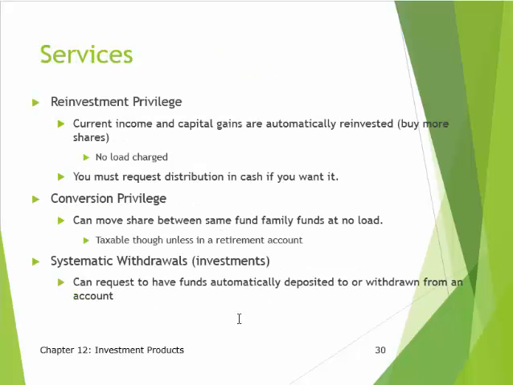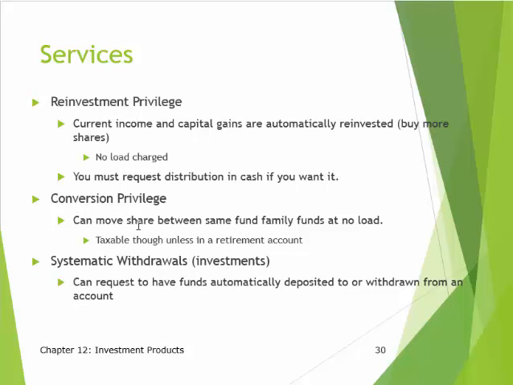So what kind of services do you get with a mutual fund? One is called the reinvestment privilege. Current income and capital gains are automatically reinvested. That is, you buy more shares into the mutual fund. But what if it's a front-load fund? There's no load charged for this reinvestment. So these shares are reinvested at a cheaper price than what the shares are that created them. Now, you could just take cash if you wanted it, but the default is reinvestment. So if you want the cash, you have to request the payment. Again, in an application, it's just a checkbox to tell them that you want the money.